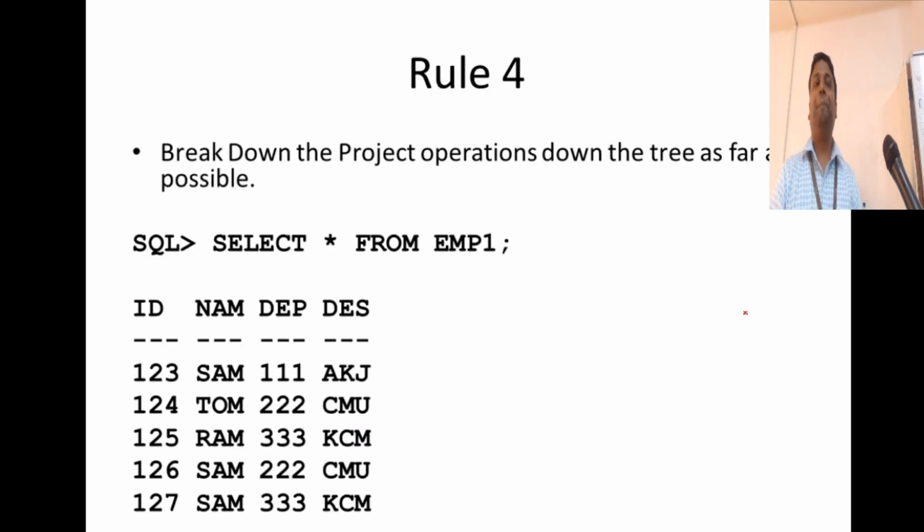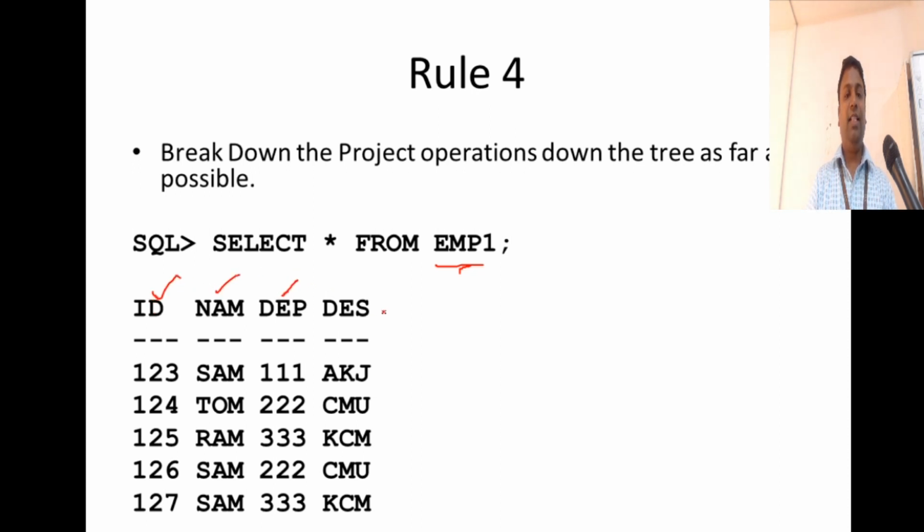Rule number 4. You take a closer look at the employee table. What are the fields in the employee table? ID, name, department number and designation. There is a field called designation. Are we using this designation for any of our joins or results? We are not using this column anywhere, right? This entire column is not used for our computations. So we don't need to access or retrieve this.